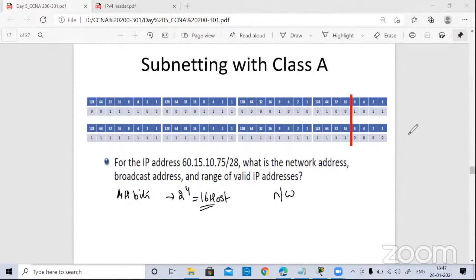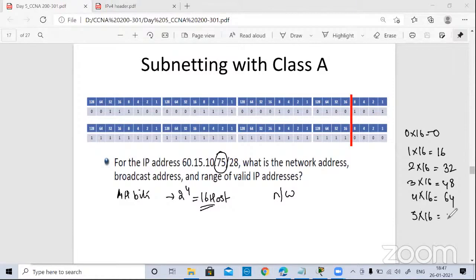So we start: 0 into 16, which is 0. 1 into 16, which is 16. 2 into 16, that is 32. 3 into 16, that is 48, right? Similarly, we'll go on and this will be 64. Now this is 75, okay? And then we have 5 into 16, that is 80. So very obvious, we cannot take 80 because this IP is less than 80. So that means we should have .64 as my network address.